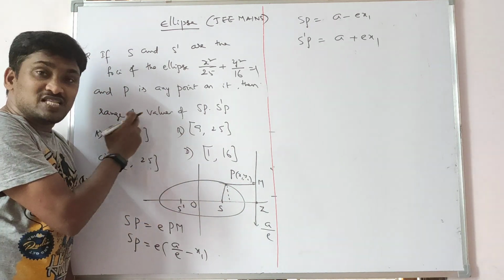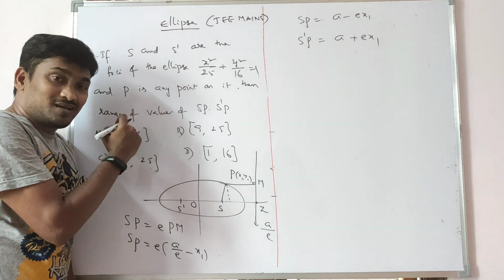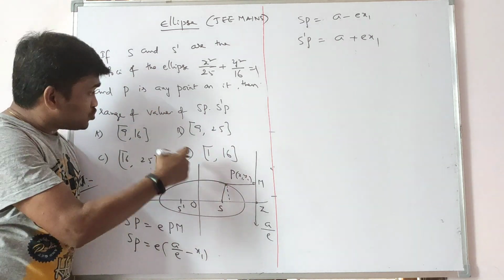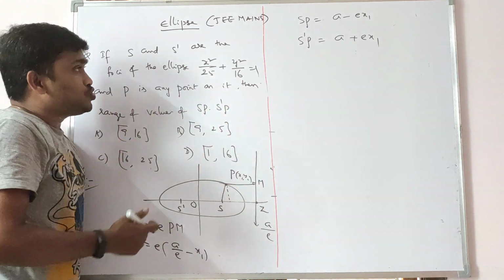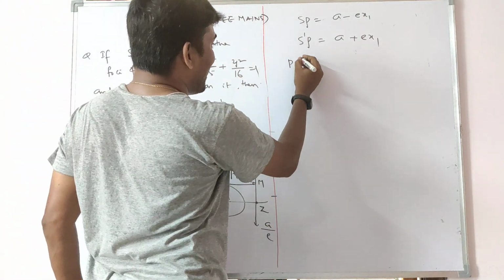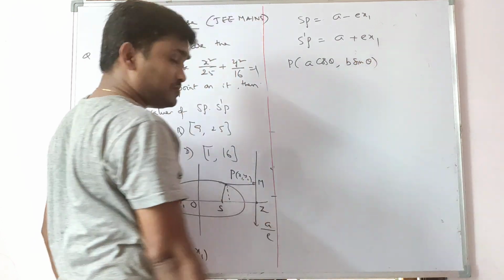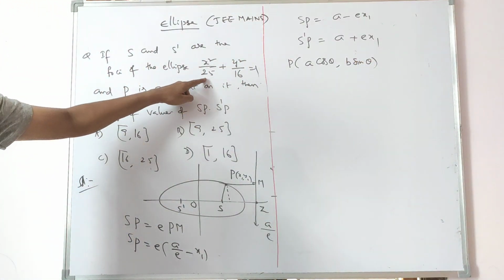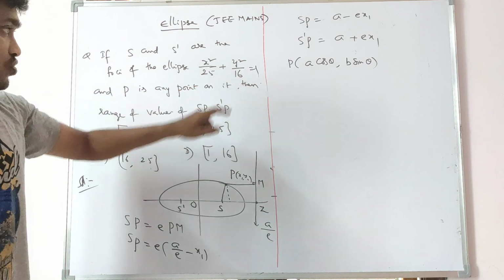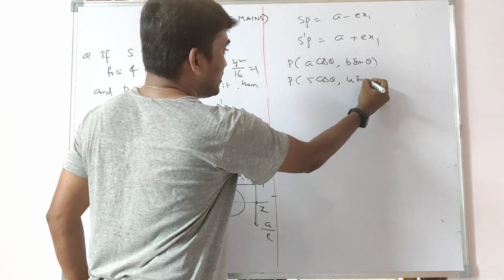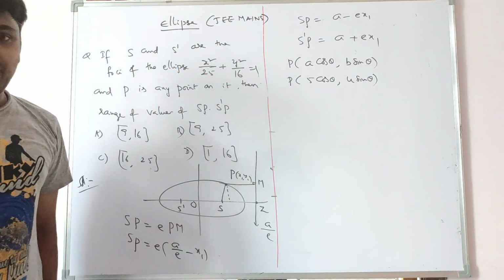They are asking for a range, so better take it in trigonometric form, parameter form. Dear students, what is the parameter form? How to choose the point? P can be written as a cos theta comma b sin theta. What is a? 5. b means 4. That is 5 cos theta comma 4 sin theta. That is the parameter form.